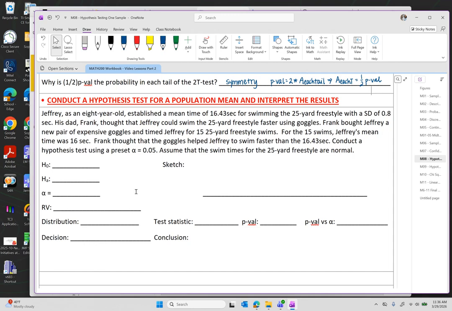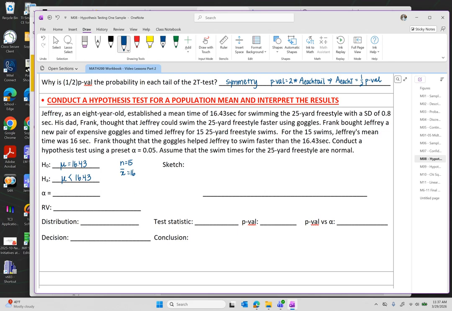So the hypothetical distribution says that the mean time that Jeffrey will swim the 25-yard will equal 16.43. And Frank wants to find out if, in fact, he can be faster, which means that he will have a mean of less than 16.43. And the evidence that he has collected is a sample of 15 swims with goggles and a sample mean of 16 seconds.